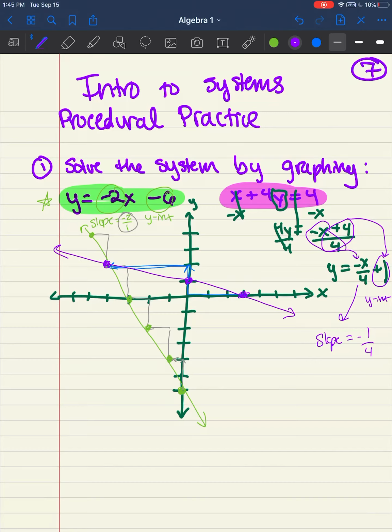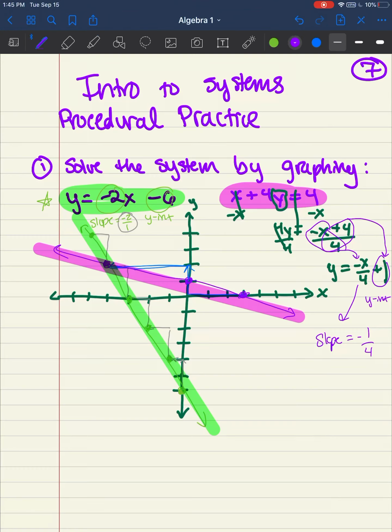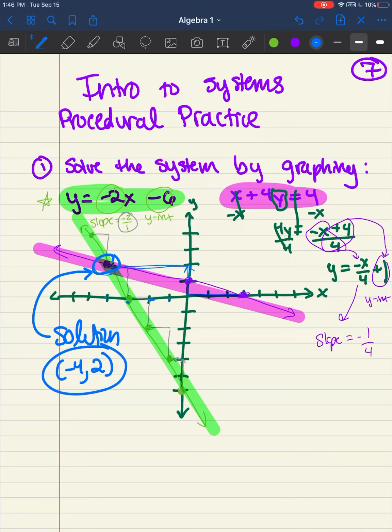And so now you can see that we have this line here and this line here intersecting at their solution. Which is the x-coordinate 1, 2, 3, 4, negative 4, y value 2. You could always check by plugging in x and y into both of these equations and seeing if it works.